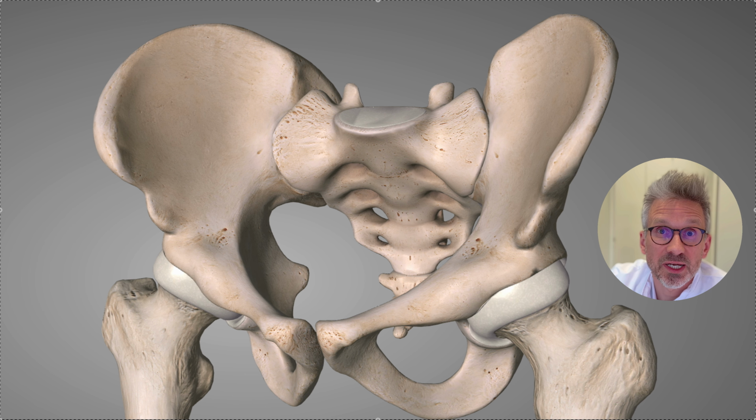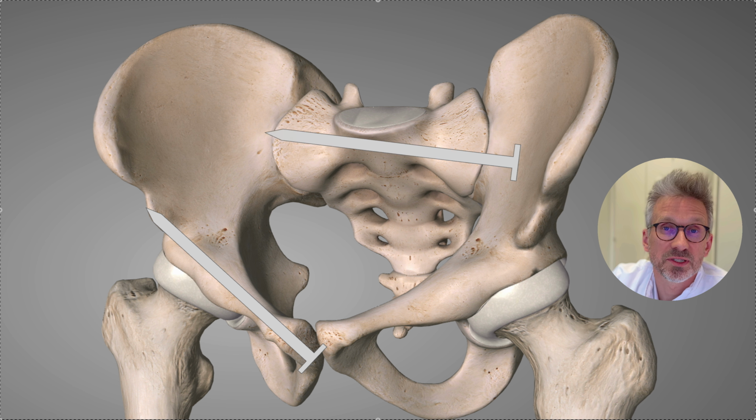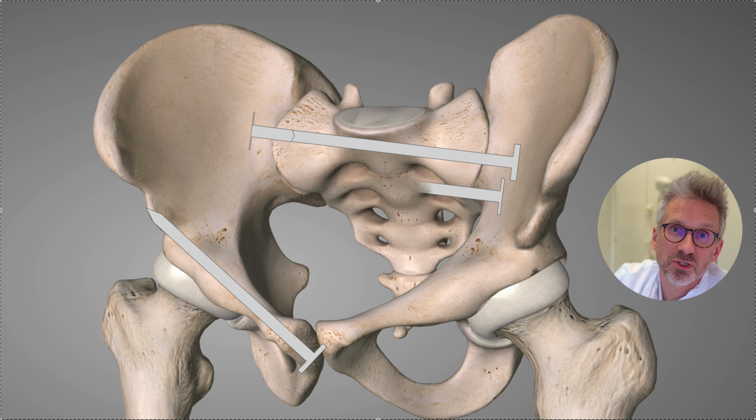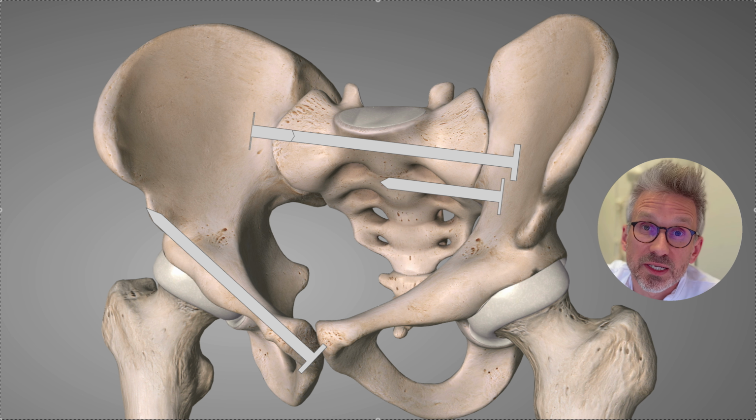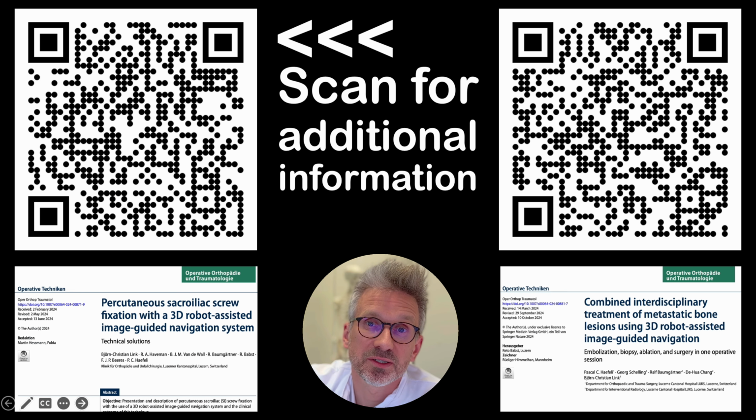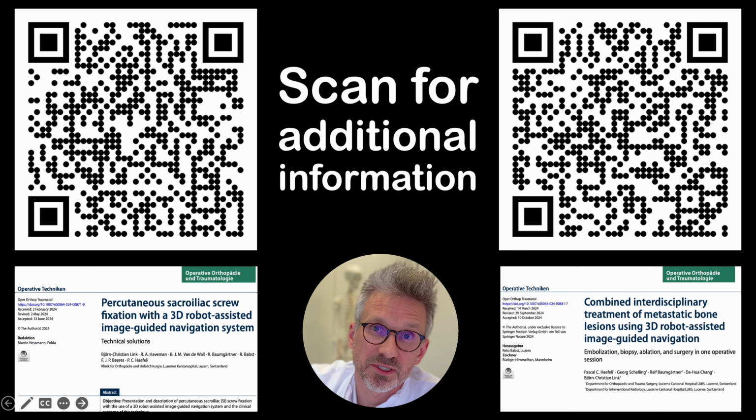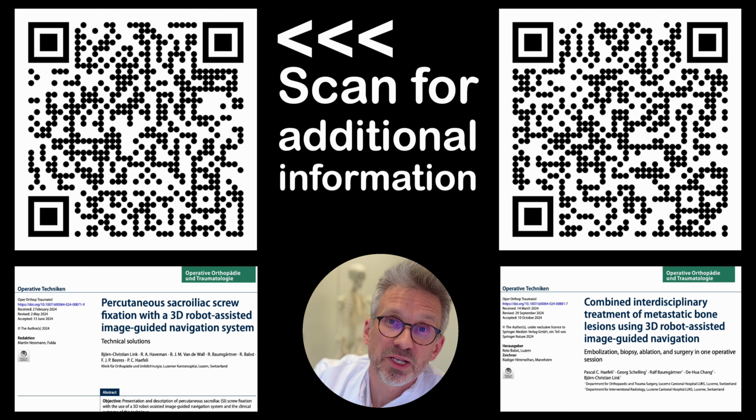These sacroiliac screws may be combined with retrograde superior ramus screws, transiliosacral screws, sacral bars, or iliosacral screws on the S2 body. This technique is highly adaptable and may be combined with open or vascular procedures or may be used in the interdisciplinary treatment of metastatic bone disease. For more information, please check out our two recent publications.